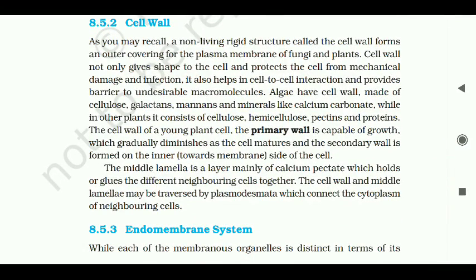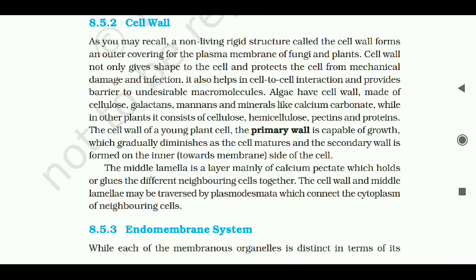8.5.2 Cell wall. As you may recall, a non-living rigid structure called a cell wall forms an outer covering for the plasma membrane of fungi and plants. The cell wall not only gives shape to the cell and protects the cell from mechanical damage and infection, it also helps in cell-to-cell interaction and provides a barrier to undesirable macromolecules. Algae have cell walls made of cellulose, galactans, mannans, and minerals like calcium carbonate, while in other plants it consists of cellulose, hemicellulose, pectins, and proteins.